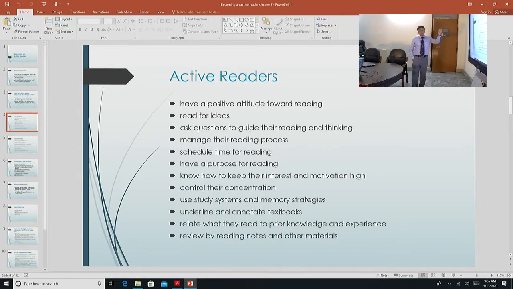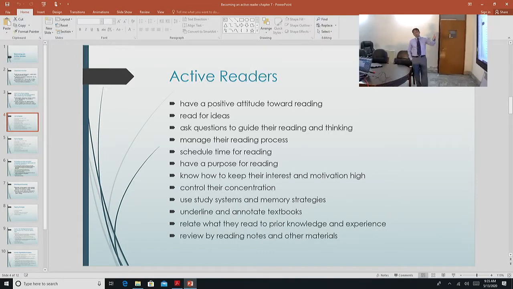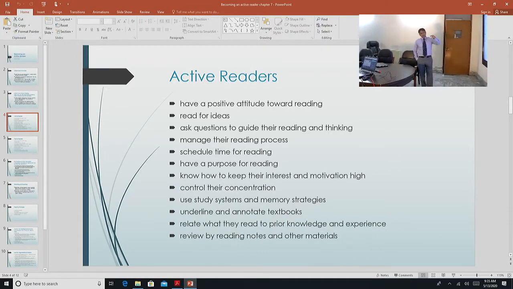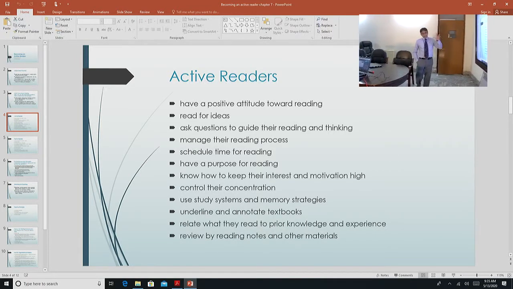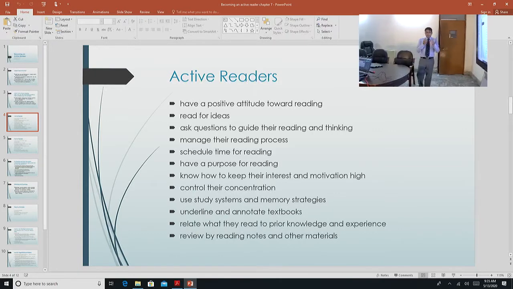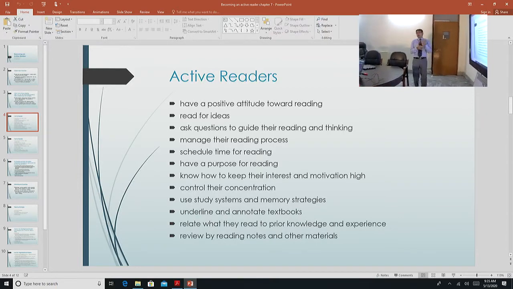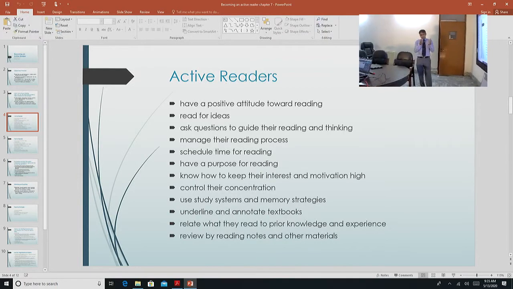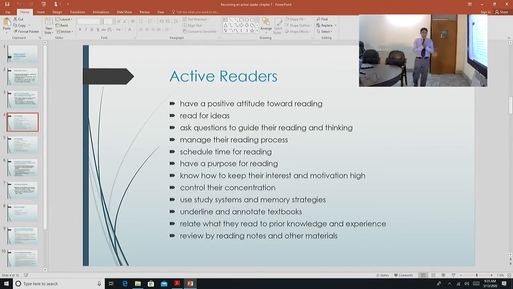Then read for ideas. Try to understand the content. Try to find out what exactly the author is talking about. Usually one paragraph is about one topic, and different paragraphs will be talking about the same idea. Let's say if you are reading about television, then of course the different paragraphs which have been given to you for reading will be focusing on television.